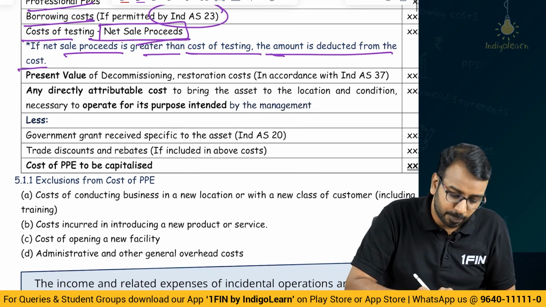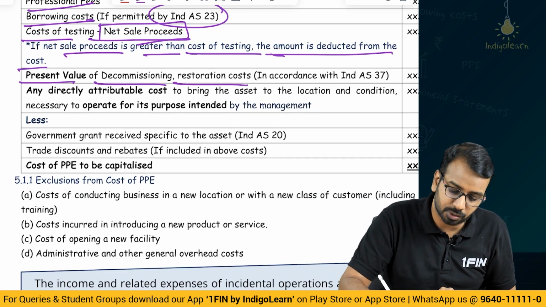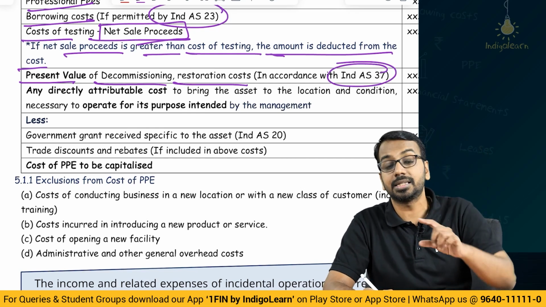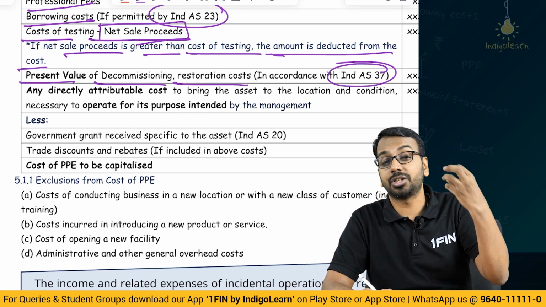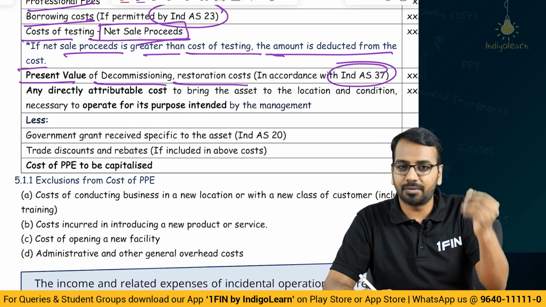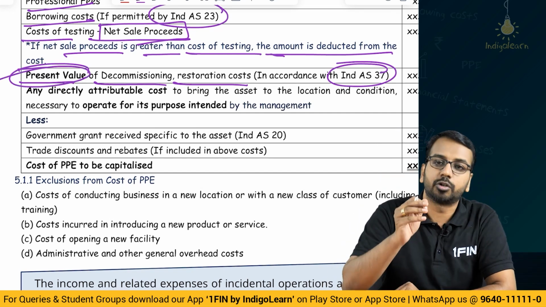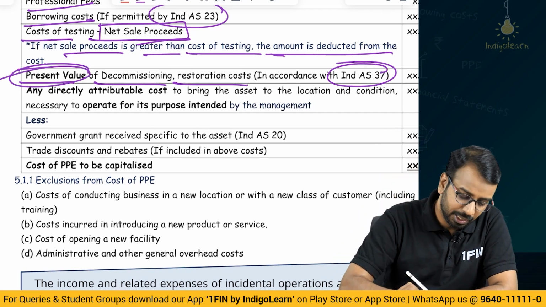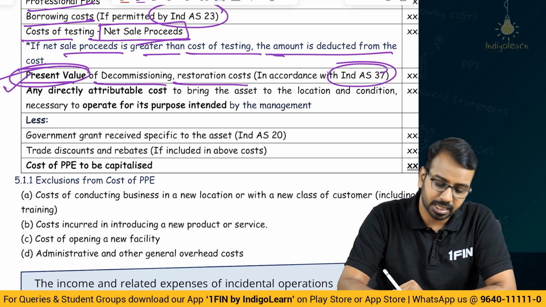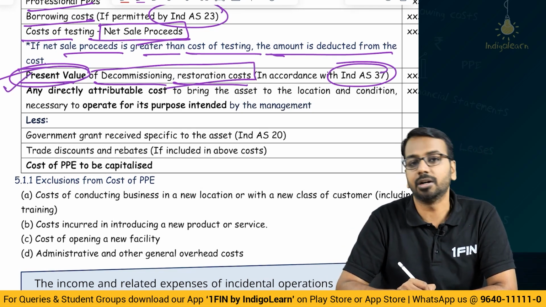Then very important, present value of decommissioning and restoration cost in accordance with IndAS 37. That is, if I have to carry out some decommissioning activity after, let us say, 15 years or 20 years at the end of the useful life, the present value of that should be considered. Generally, whenever an IndAS 16 question is asked, this point is definitely covered in the question.